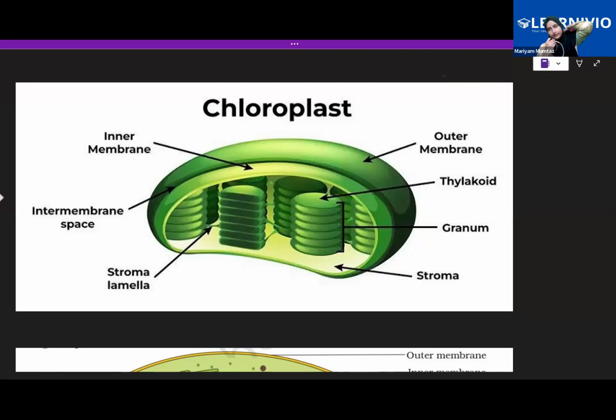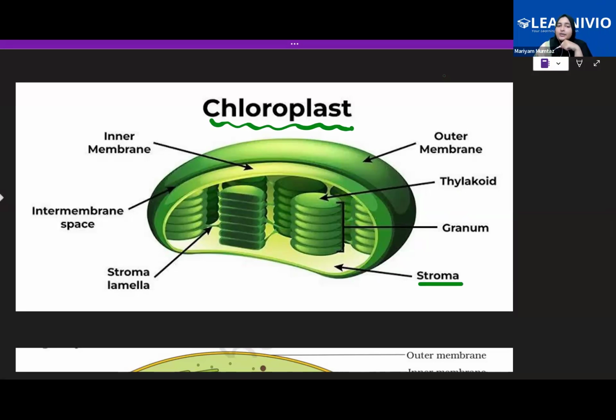Okay. So I was saying that the chloroplast is a double membrane structure, right? It has an outer membrane and it has an inner membrane. So when we talk about the structure of the chloroplast, the membranes enclose a space which is called the stroma. So the space enclosed by the membrane of the chloroplast will be called the stroma.